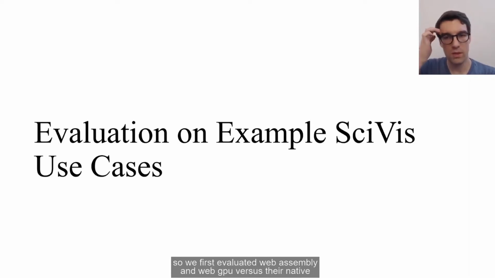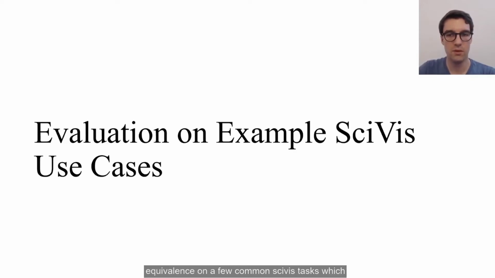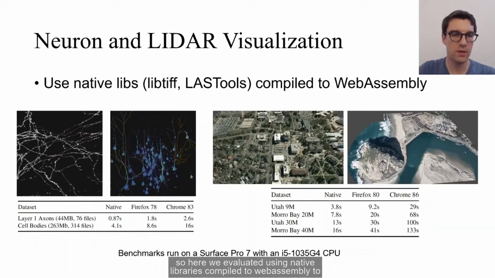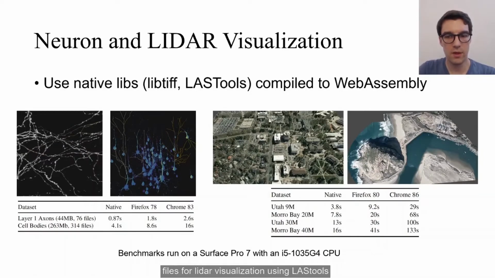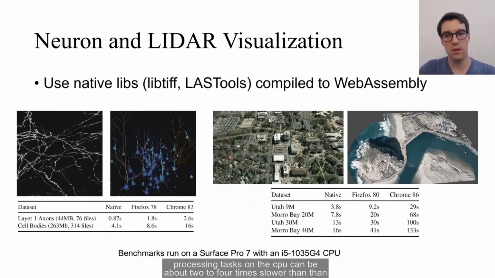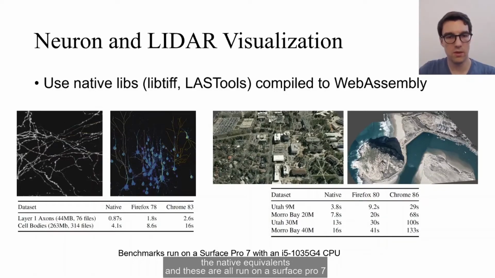We first evaluated WebAssembly and WebGPU versus their native equivalents on a few common SciViz tasks, which I'll discuss briefly before getting to our main contribution. Here we evaluated using native libraries compiled to WebAssembly to load different data formats. On the left, we're loading TIFF stacks for connectomics data, and on the right, we're loading LiDAR files for LiDAR visualization using LAStools. The main takeaway is that these sorts of data file processing tasks on the CPU can be about 2 to 4 times slower than the native equivalents. These are all run on a Surface Pro 7.